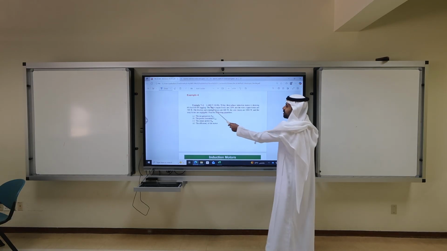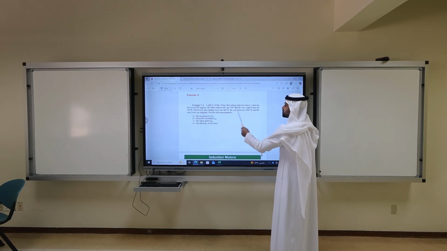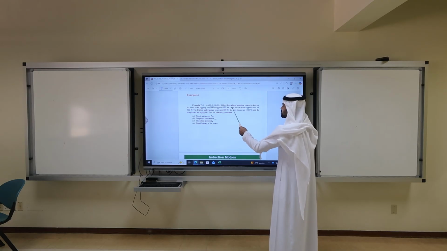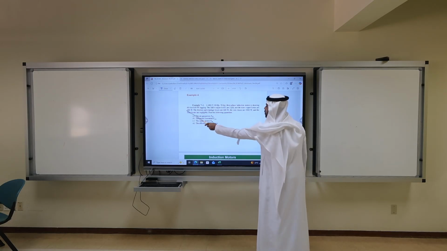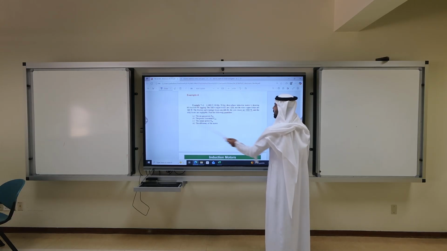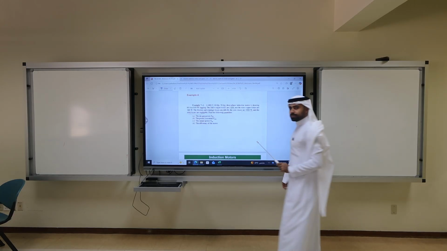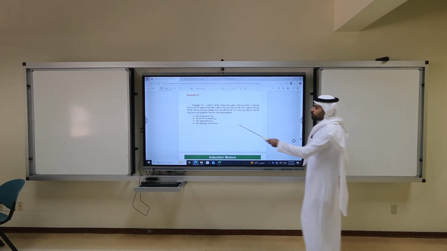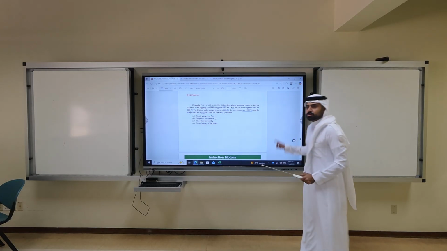This is line to line 480, 60 Hz, 50 horsepower. The stray load losses are 2 kilowatts. The rotor copper loss is 700, the friction is 600, the core is 1800. Stray losses are negligible. What is the air gap power?